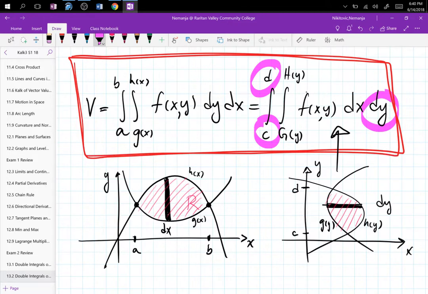Now if you look at the inside integral, it's going to be x, x, x, right? You have x1 equals g of y, x2 equals h of y, and then you also have x as a variable in the x part.